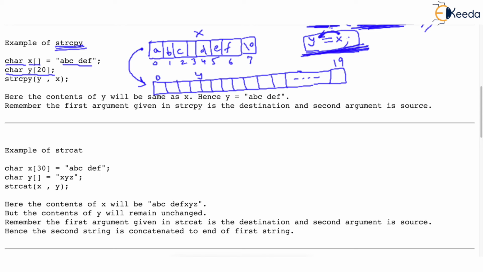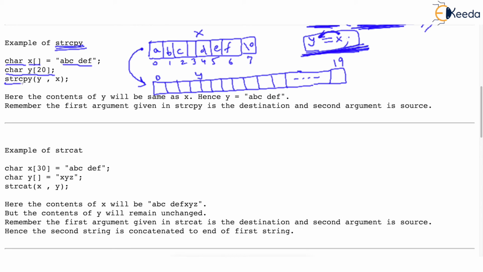That means you are not copying the contents. You are trying to copy the address. And you all know one more fundamental, that array is a constant pointer. That means you cannot ask y to store some other base address. Once y stores base address of its own array, you can't tell y now you store base address of x, because y and x both are constant pointers. So I hope y is equal to x is not possible because you are trying to copy address over here.